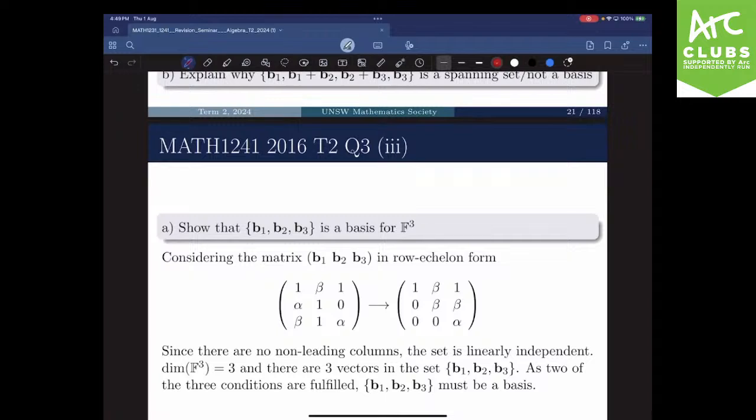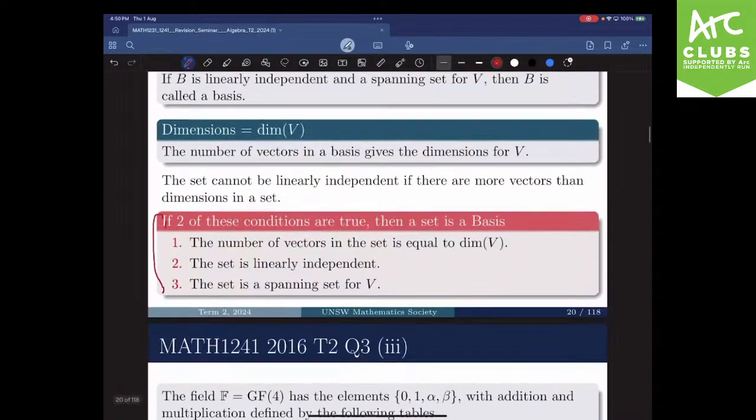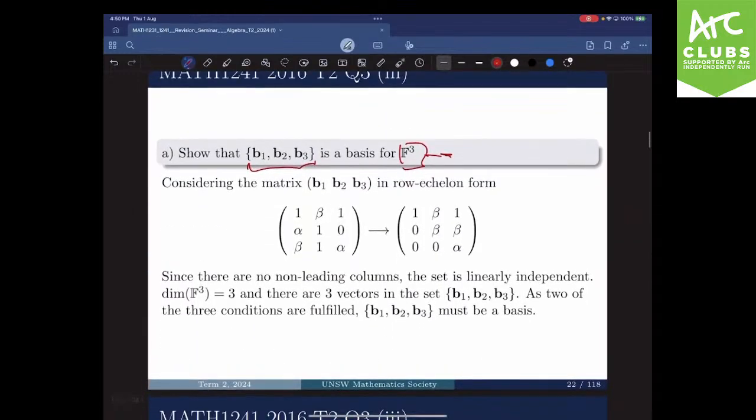And since there are 3 vectors in the set, we note that there are 3 vectors in the set. We also note that the dimension of this is 3. So condition 1 is satisfied. We note that from before, from the matrix, we get condition 2: the set is linearly independent. It's also satisfied. So that means that this third thing is true. We also know that the set is a spanning set for V. And what does that mean? It means it's a basis. So we get that it's a basis from there.